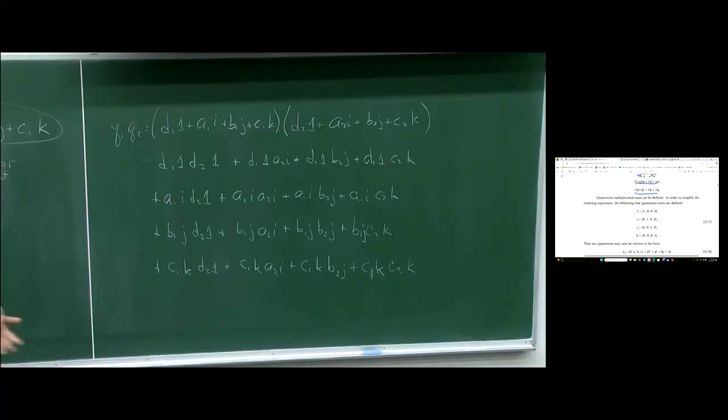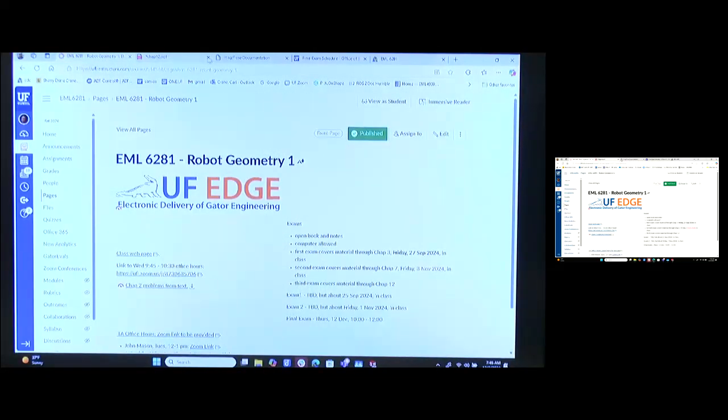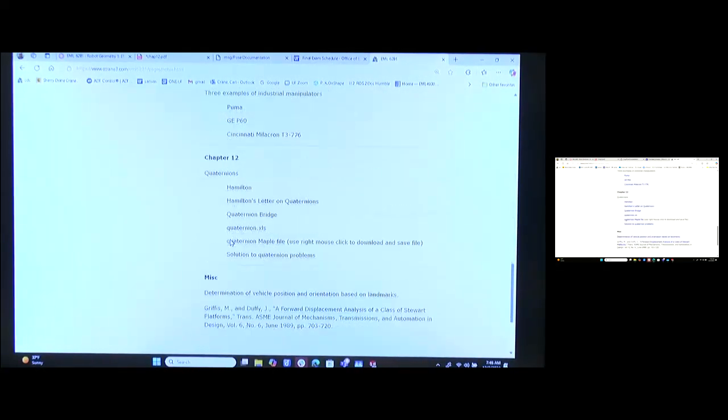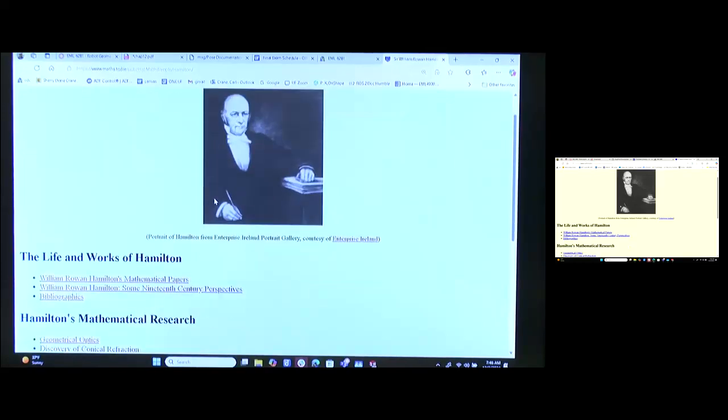He came up with a set of definitions that was going to allow quaternions to actually be able to do things. So we're going to take a little bit of a look at history here of where this came from. So if we go back to our website and we go down to notes, we go down to chapter 12. So this is the fellow. So 1805 to 1865, so it's been a bit of a while. I got a picture of him here.